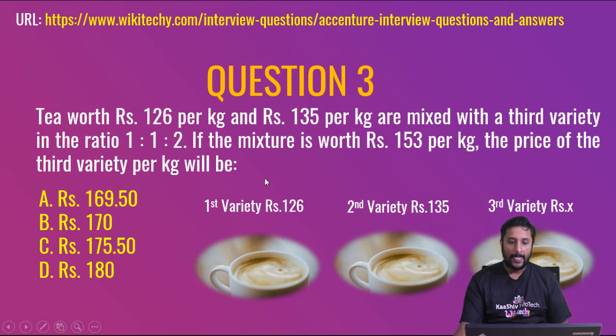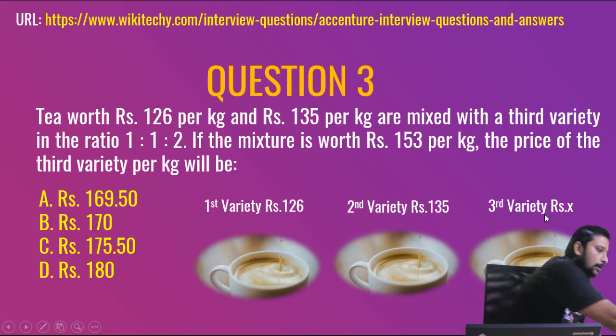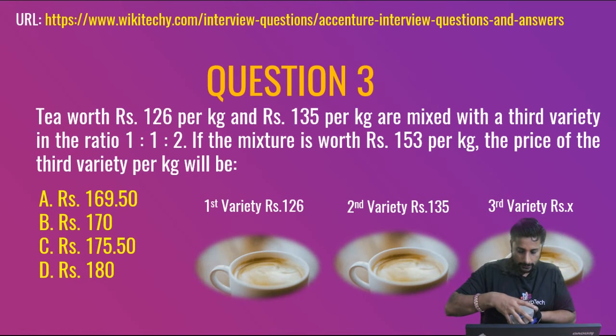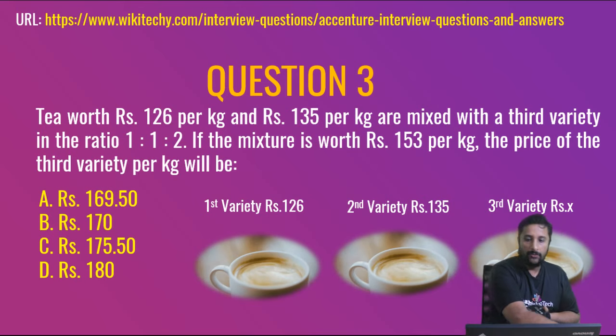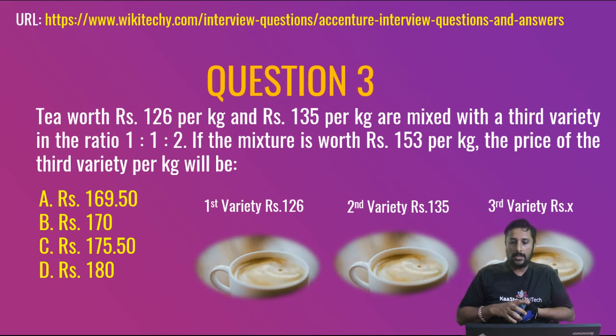Okay, if the mixture is worth rupees 153 per kilogram, what is the price of the third variety? So this variety is 126 rupees, and this is 135 rupees, and what is the cost of this one? And I combined all three: 1, 2 and 3. This costs 126 rupees and this costs 135 rupees, and I don't know the cost, but on the whole, if I mix it up, the cost is 153 per kilogram.